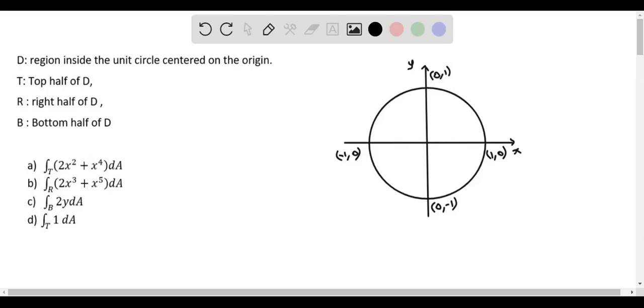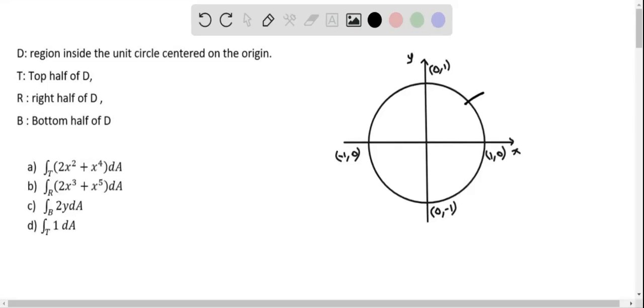First, we construct a unit circle as I have shown in this figure. So this is the region D, which represents the unit circle centered on the origin, and T is the top half of D, and R is the right half of D, B is the bottom half of D.